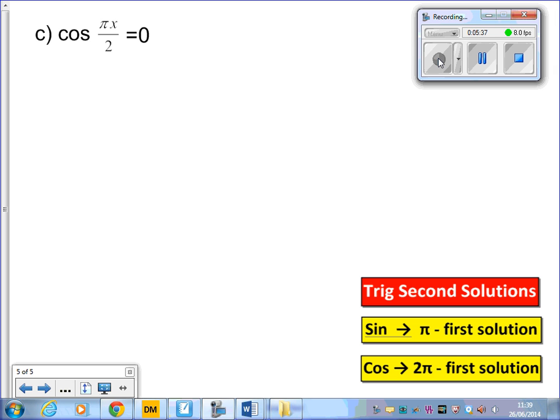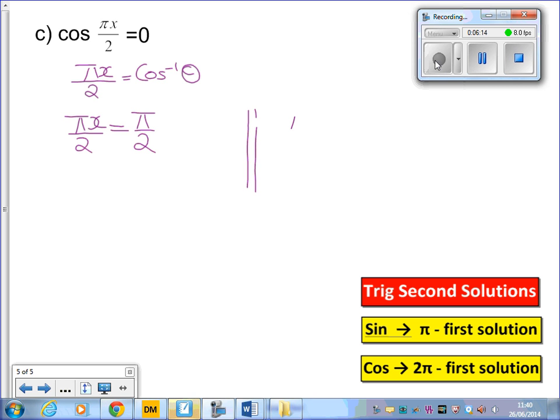So part C has got an extra step built in. I start off in exactly the same way. So pi x all over 2 equals cos to the minus 1 of 0. Now as soon as I do inverse cos, that's the point I need to find my second solution. So if I just put it into the calculator, my first solution is pi over 2. But I must straight away do my second solution.